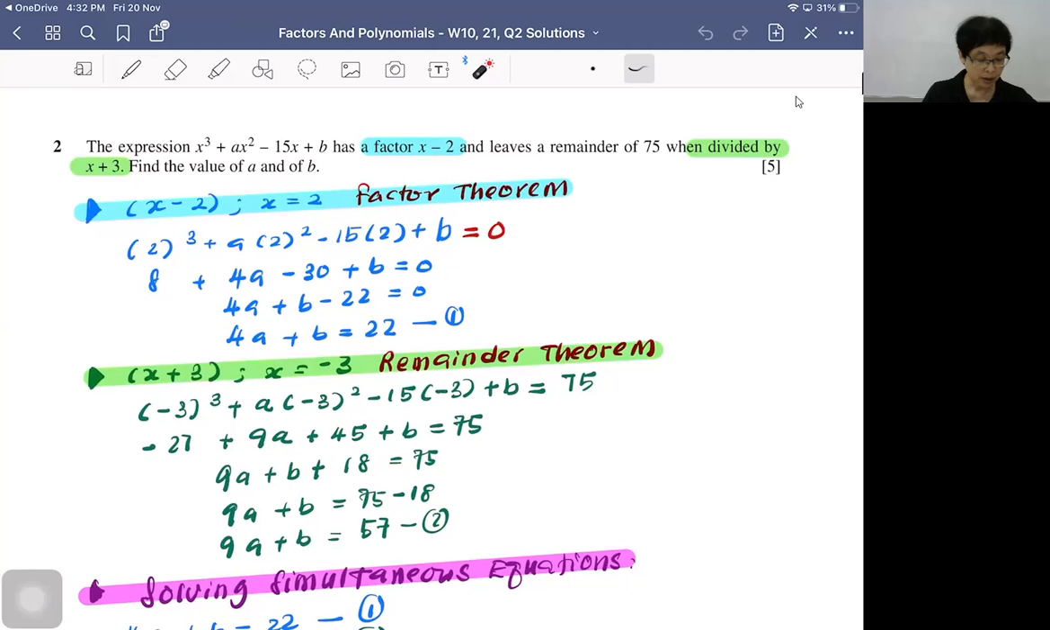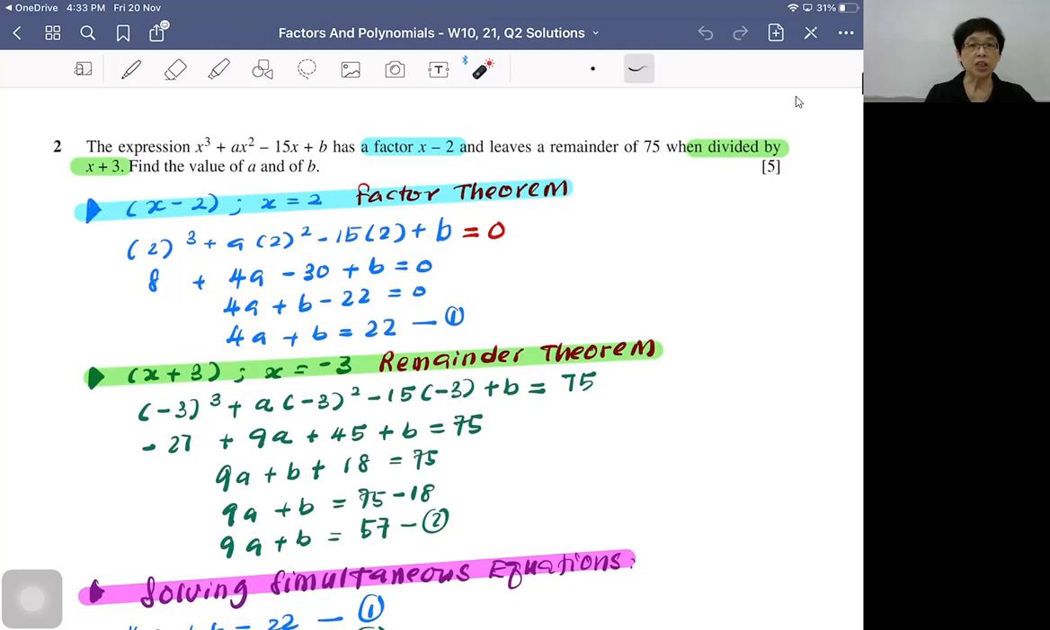Let's read the question. The expression x cubed plus ax squared minus 15x plus b has a factor x minus 2 and leaves a remainder of 75 when divided by x plus 3. Find the value of a and of b. Now, in this topic, we only have two key things to master. The first one is called factor theorem. The second one is called remainder theorem. Well, what does each of them mean?